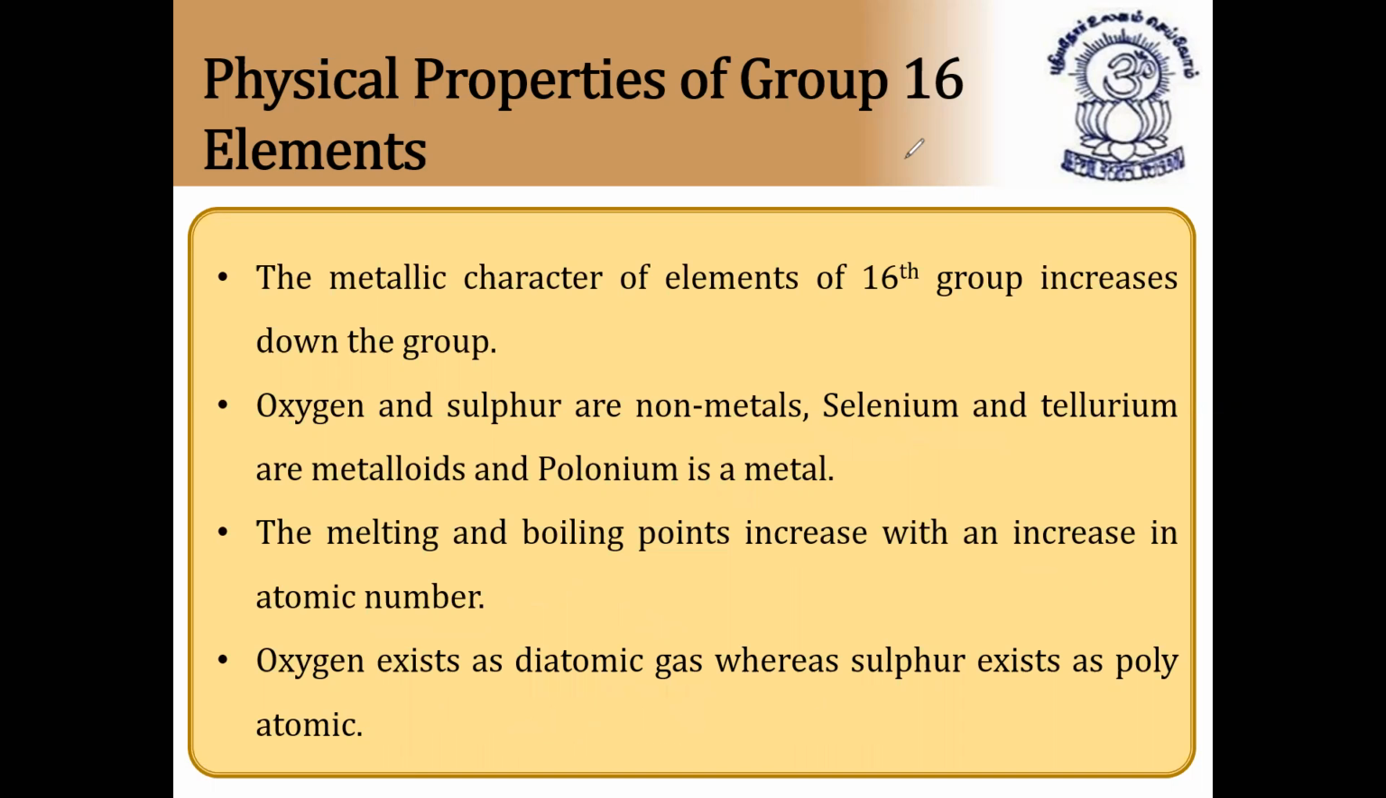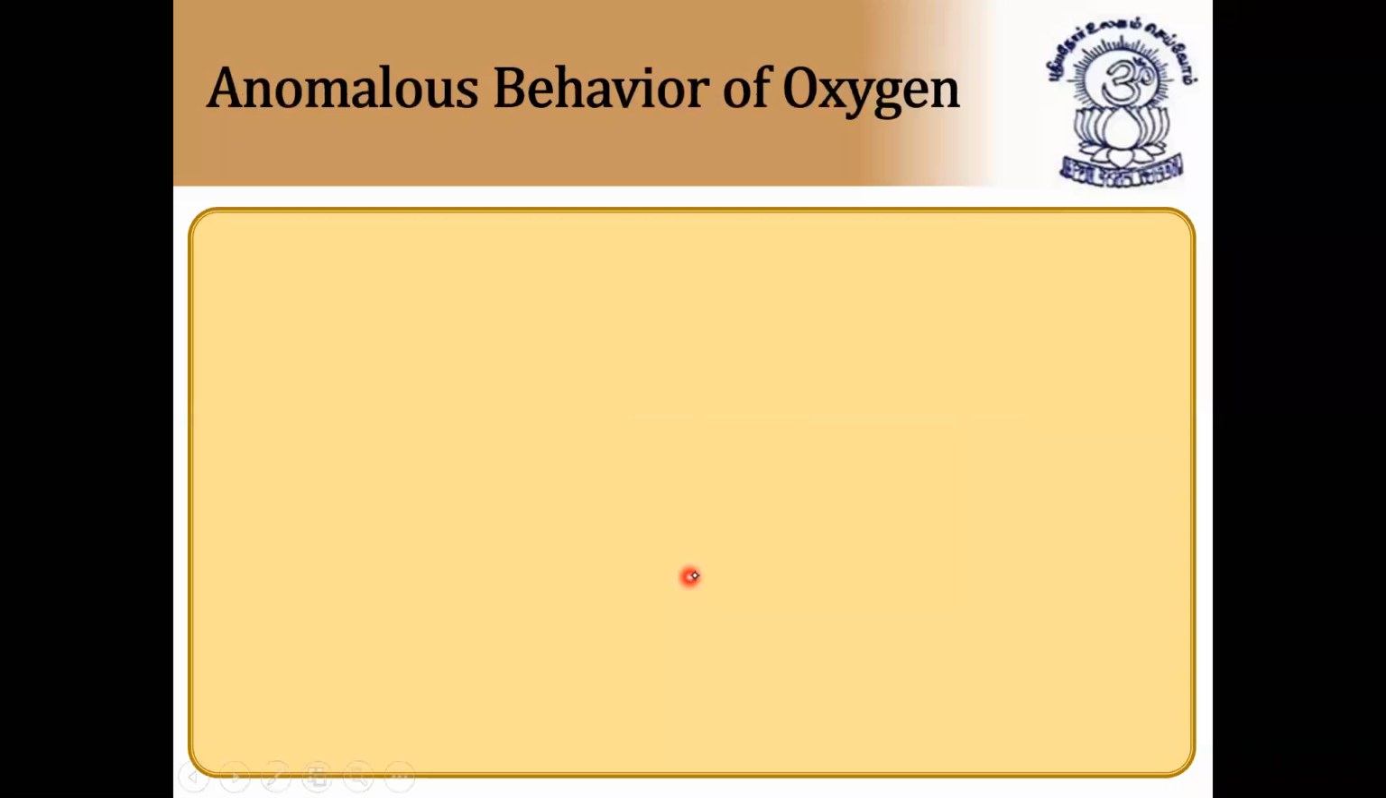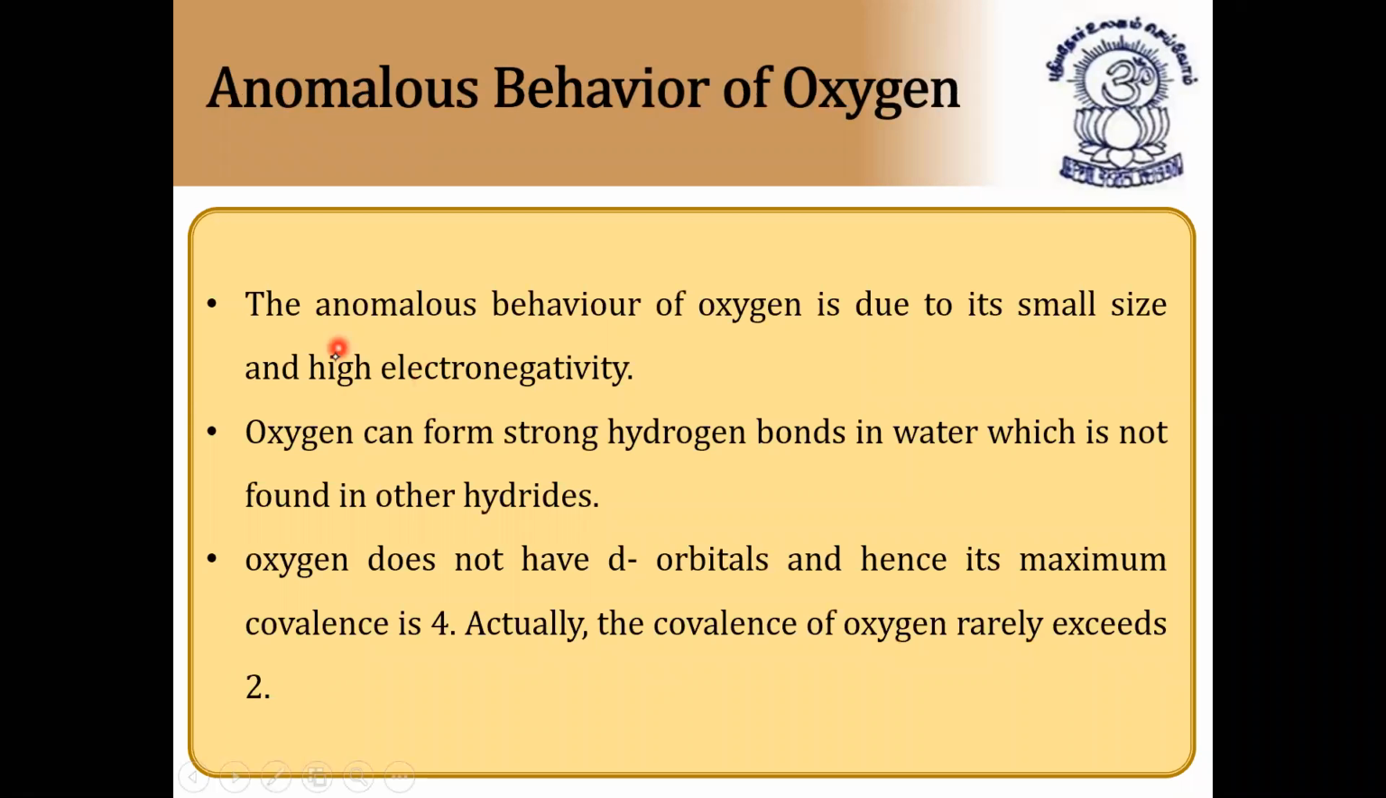It can form many compounds. Next, anomalous behavior of oxygen. Like in group 15, we have anomalous behavior of nitrogen. In the same way, we have anomalous behavior of oxygen. The anomalous behavior of oxygen is due to its small size and high electronegativity.